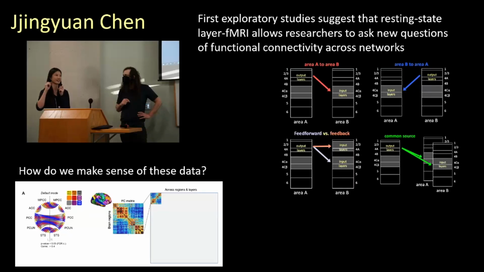But again, lots of data coming in. How do we make sense of these data? I think that many of these studies are exploratory, giving us some insights that we still need to validate in animal models.